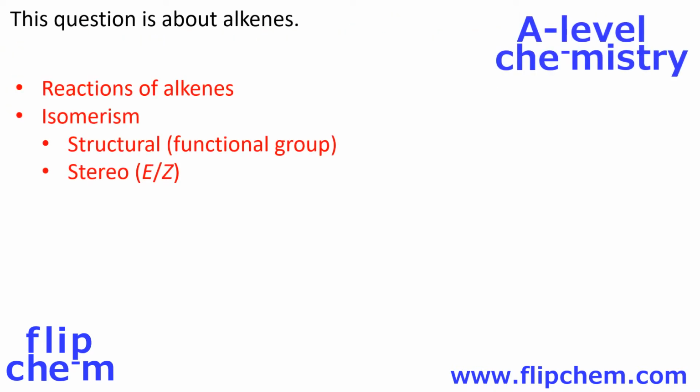Okay, so questions about alkenes. Good idea to review the reactions of alkenes. In fact, it's a good idea to review all reagents and conditions because you'll get marks for them if you know them, and if you don't, well, they're going to be impossible. Also, isomerism, types of isomerism, definitions for isomerism, and specific types of isomerism. So in this question, we're going to look at functional group and EZ isomerism, but I would recommend that you learn to recognize all the different specific types of isomerism.